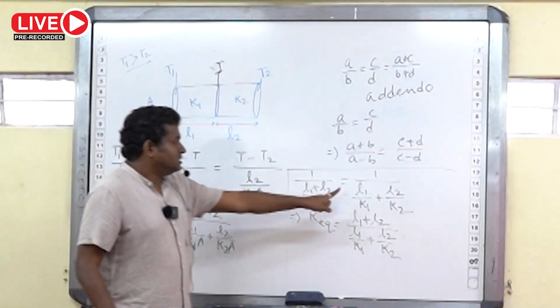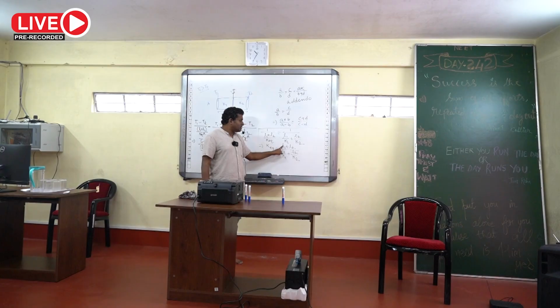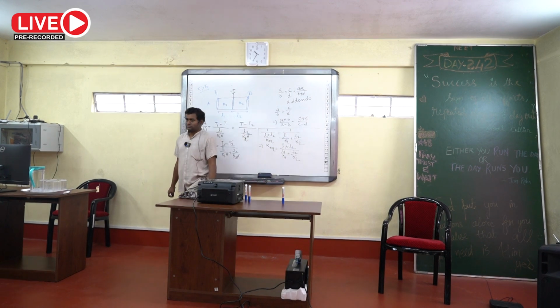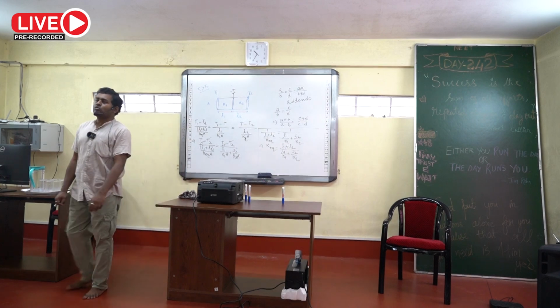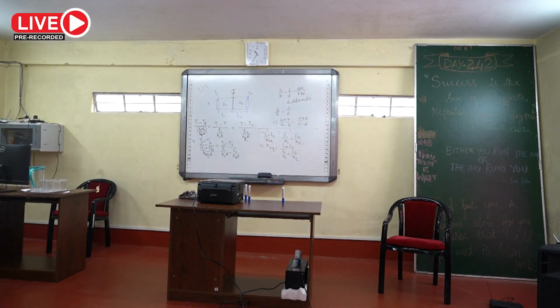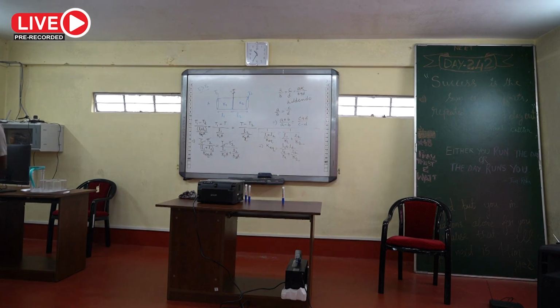Because L1 plus L2 will become 2L, and there is L by K1 plus L by K2. Take L common and cancel. It will be 2 divided by 1 by K1 plus 1 by K2. That is 2 K1 K2 by K1 plus K2. That is the formula for series connection of conductivity, because in series it is the sum of the reciprocals. So 2 K1 K2 by K1 plus K2 will come. In parallel it will be different.